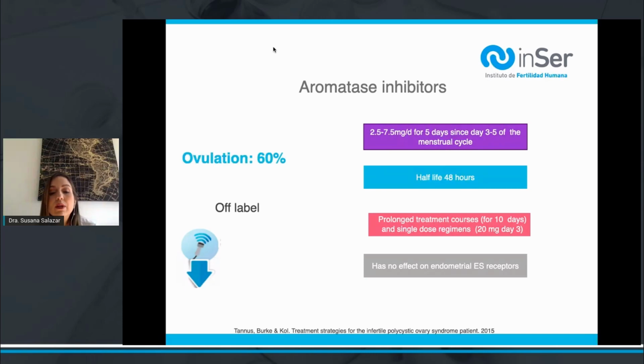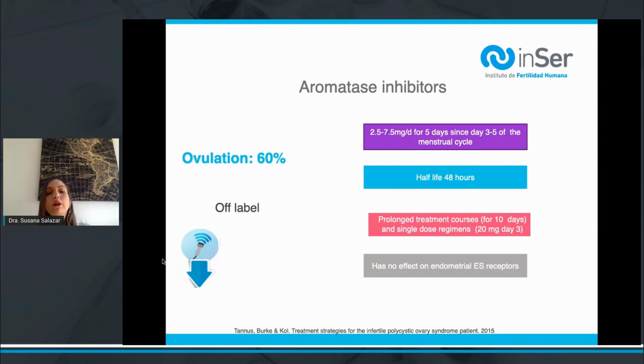It's important to note that it has no effect on endometrial estrogen receptors, but you have to remember that it's off-label in the United States, and we also need to do ultrasound monitoring during aromatase inhibitor cycles.